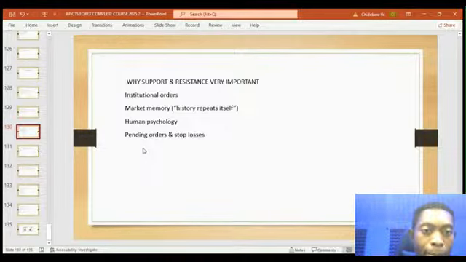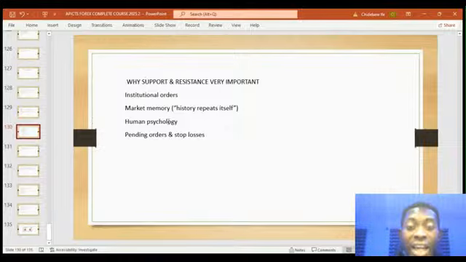Number two, market history. That's why you need to study support and resistance. Market history. I told you in the first few classes that history repeats itself. History has a way of repeating itself. And I told you to memorize that.